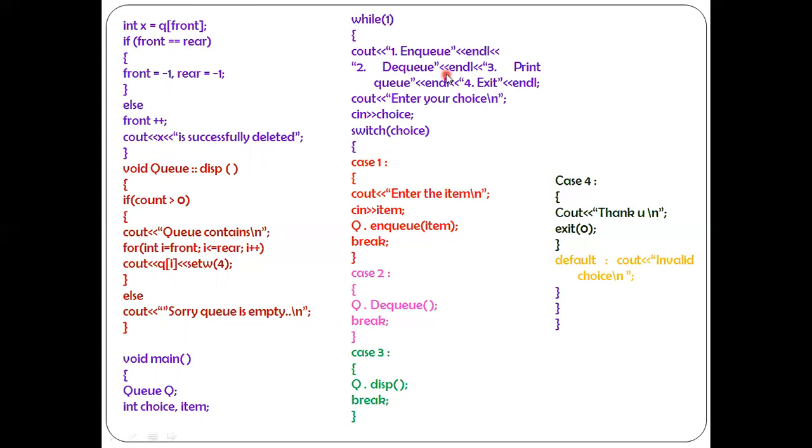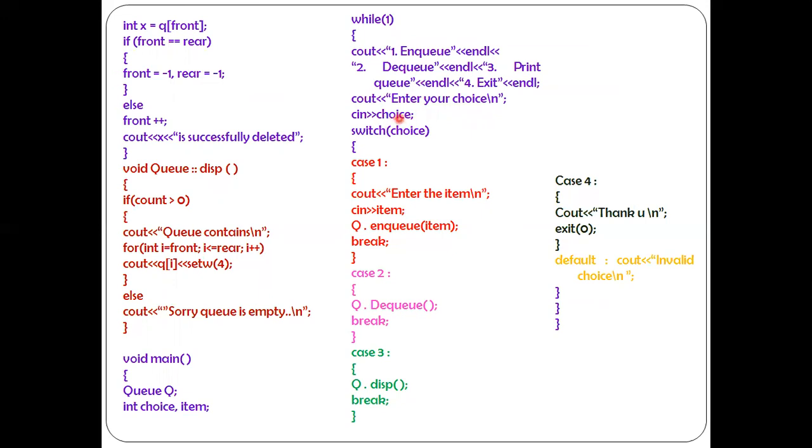Again, 1 for NQ, 2 for DQ, 3 for print, 4 for exit. Enter your choice. So we have deleted one element, right? So for enter your choice, this time I'll go with case 4. I'll input the choice as 4.